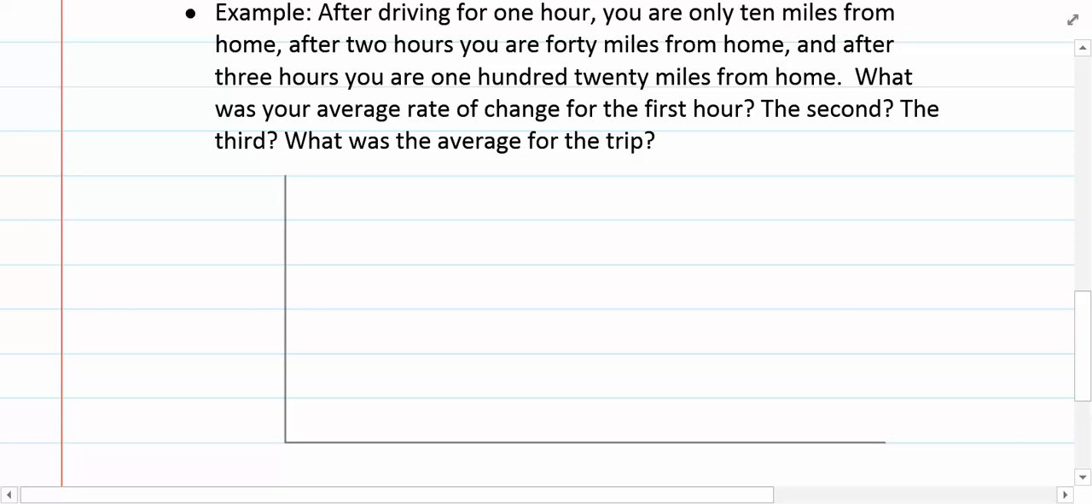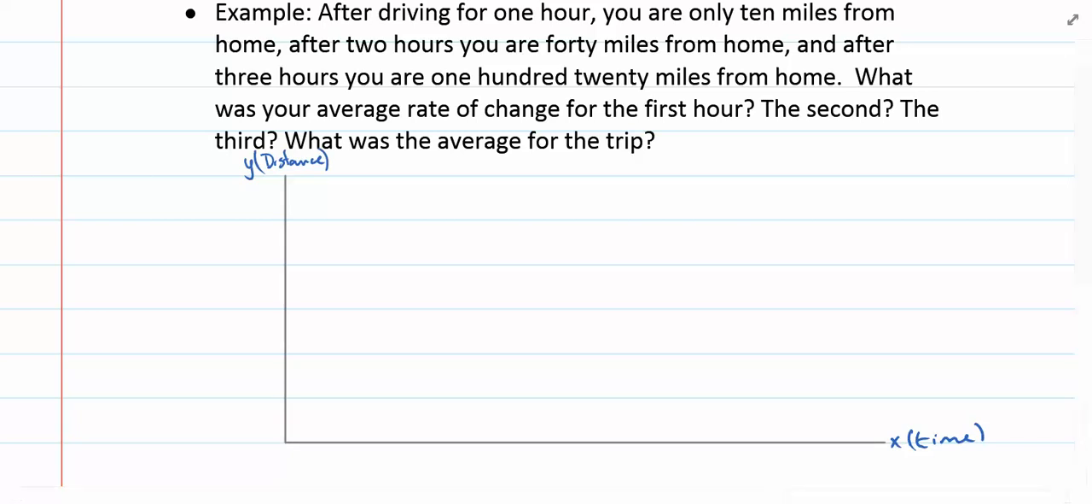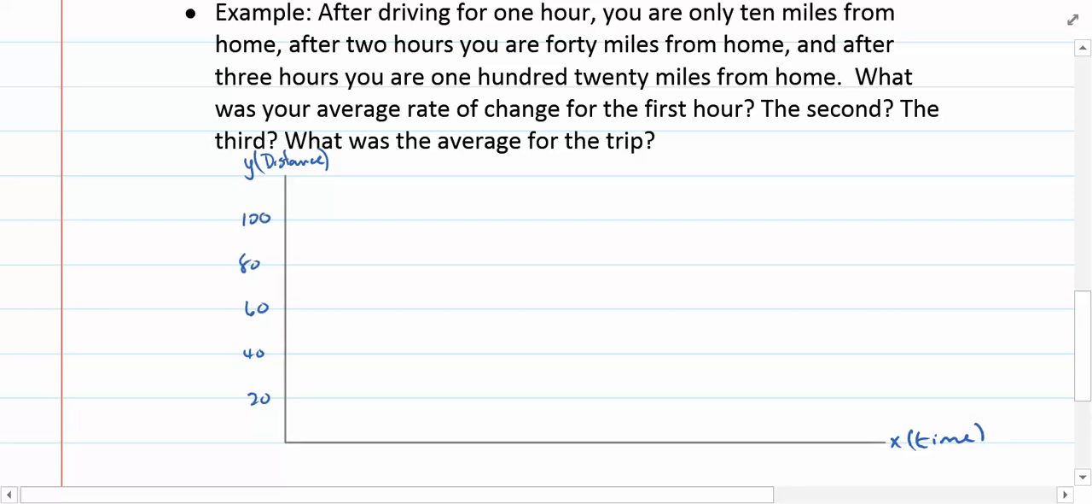I'm going to put time down along the x-axis. So time, this is my x-axis. And for my y-axis, I'm going to put distance. So this is the distance we've traveled in a certain amount of time. And I'll label this 20, 40, 60, 80, 100, and 120 miles. And as far as our time goes, there's really only 3 values that I'm interested in, 1, 2, and 3 hours from the start.